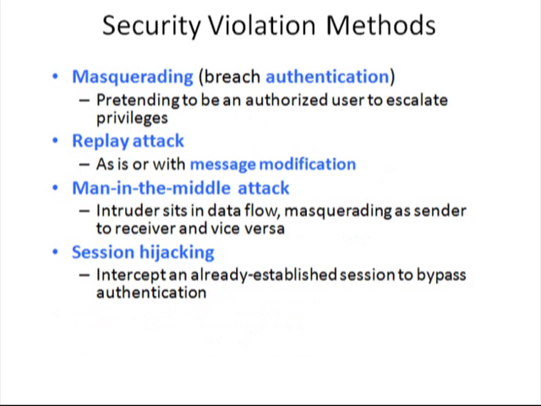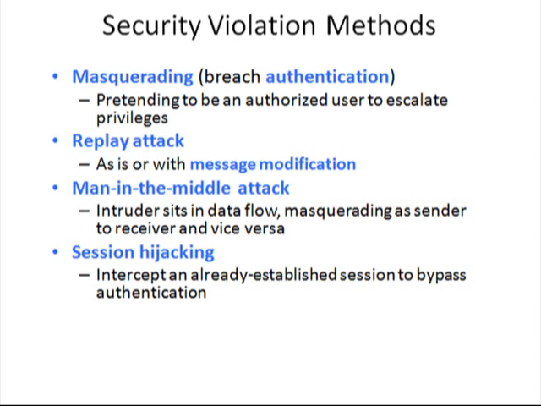Next are the various security violation methods. The violation methods are again classified into many. The first one is masquerading. In this scenario, the attacker pretends to be an authorized user to escalate privileges. The privileges present for a program might be different, and the attacker tries to bypass those privileges and escalate them in order to gain much more access to the actual program they want.